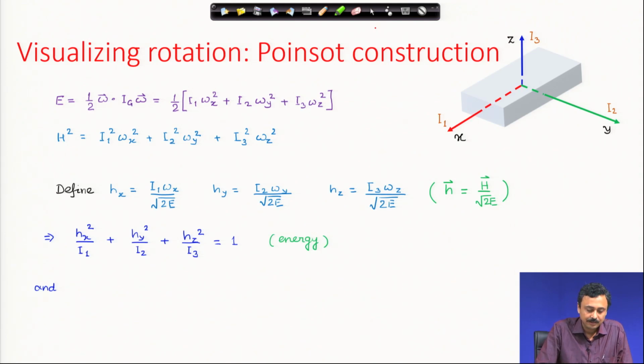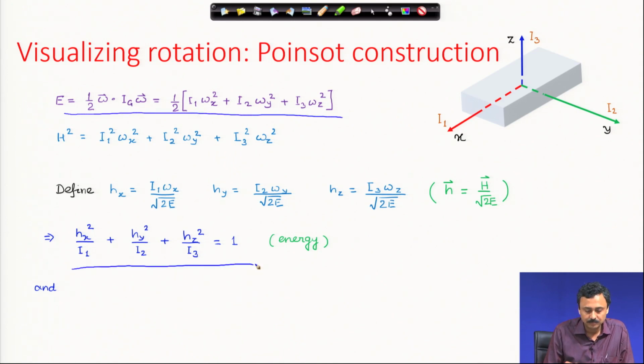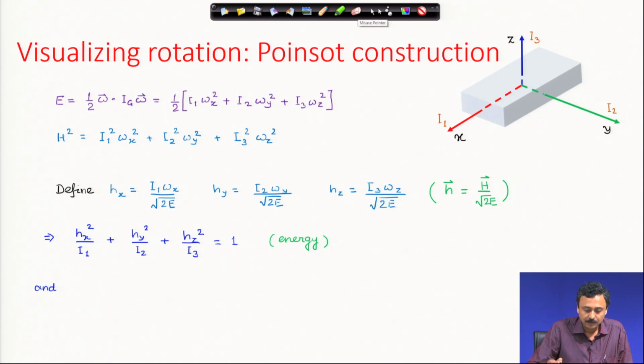With this redefinition, you can rewrite the kinetic energy expression in this form. And this is a very familiar geometric object. It is an ellipsoid with its semi axes as under root I 1, under root I 2 and under root I 3, where remember I 1 is the smallest, I 3 is the largest and I 2 is intermediate. Therefore, we have an ellipsoid which represents the energy conservation constraint.